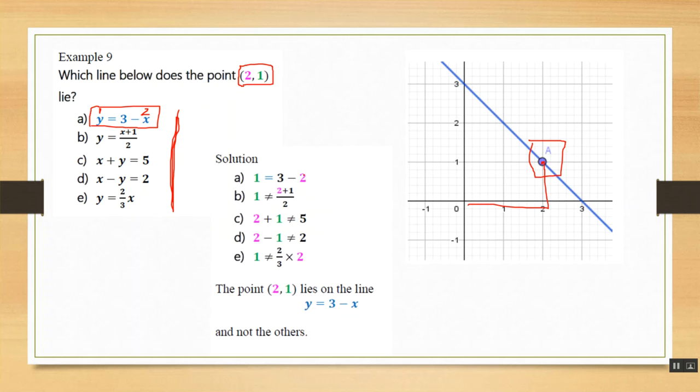Algebraically, it looks like this, which is basically what I did over here. The x value, this one, goes here. So 3 minus 2 equals 1, which matches up to this number. So the point 2,1 lies on the line y equals 3 minus x. And it doesn't for the others. You can see here that I've substituted in the numbers. And the left-hand side doesn't equal the right-hand side for each of these. 2 plus 1 doesn't equal 5. 2 minus 1 doesn't equal 2.